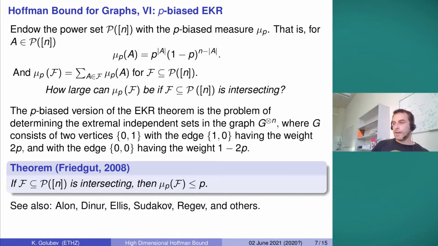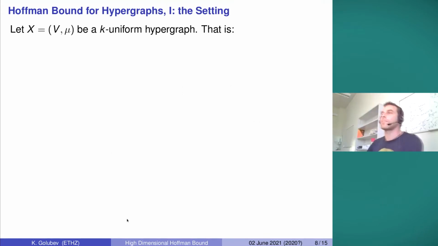And then the same kind of technique was applied to other problems, and the names you should look for if you're interested are Alon, Dinur, Friedgut, Sudakov, Regev, and others. So now what happens for hypergraphs?